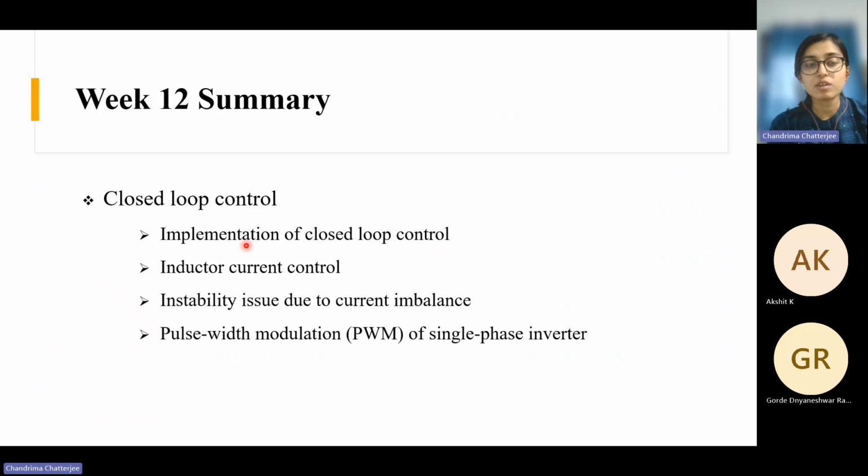Because unless you run it in closed loop, you can't regulate the output voltage or output current, right? So what is closed loop control? Why should we do it? How to implement it? And what are the challenges while implementing the closed loop control? And what is pulse width modulation? Specifically, sinusoidal pulse width modulation in a single phase inverter, that we shall see today.